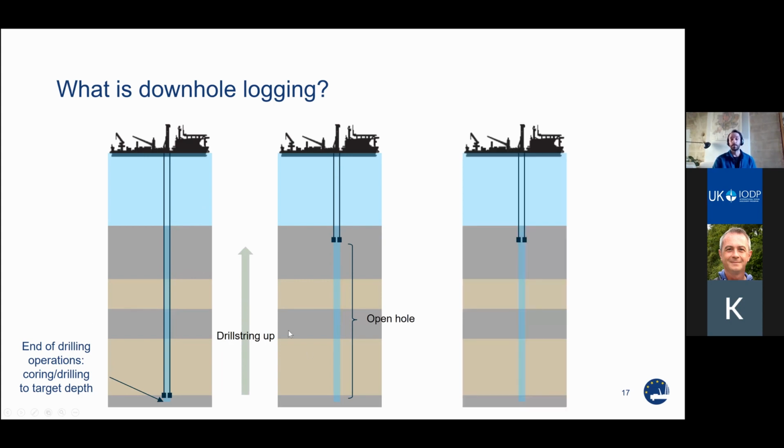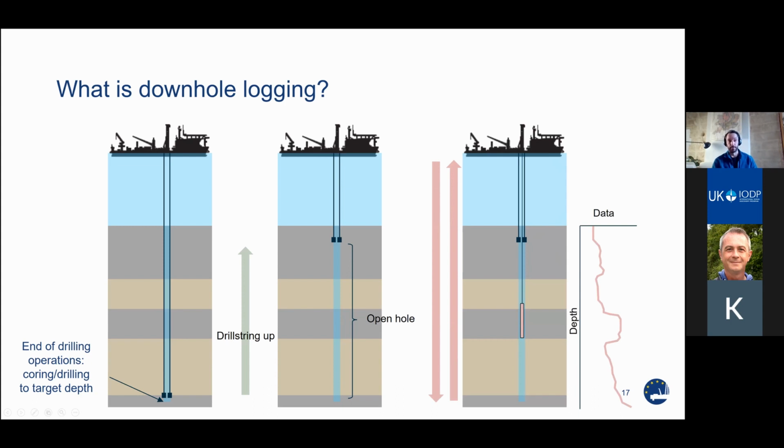And what happens is we send the tool down in the drill string. It will go all the way down the hole and then up again, and we measure data on the way down as well as up. And most of the data we keep are from the way up for accuracy reason. And then at the end of logging operation, you have a data set which is a variable, be it resistivity or sonic versus depth. So that's what downhole logging is.